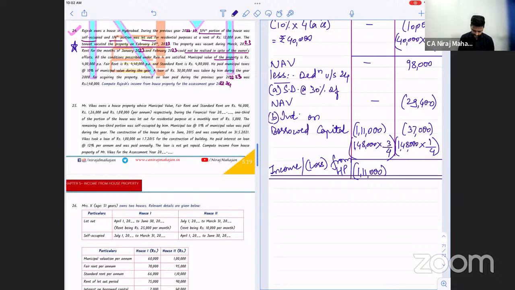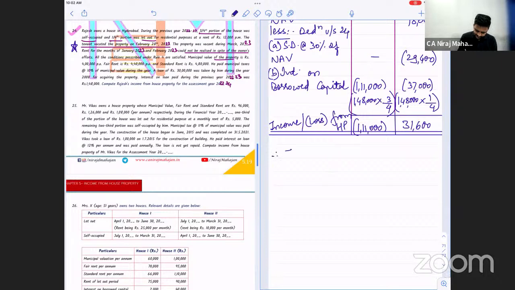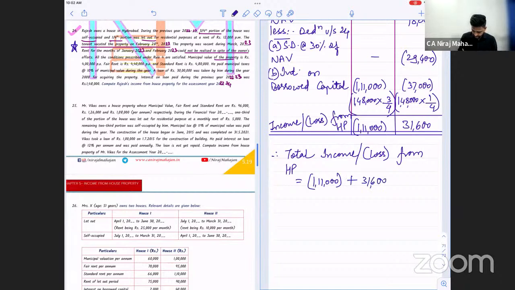Okay. This one. So, and this is profit. Okay. Therefore, total income: loss from HP. Loss, no? 79,400. Yes? All of you? 79,400. Okay.